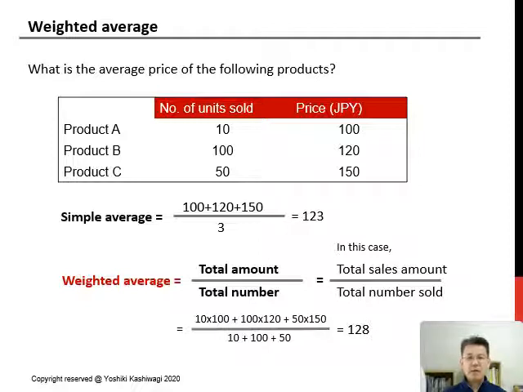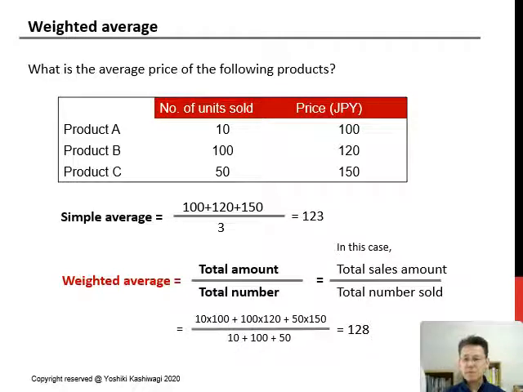If you are asked what your average price of your product is as a whole, not just one specific product, how can you answer the question? If you listen to the term average, you can come up with a simple average, which you can see in the middle of this slide. 100 plus 120 plus 150 divided by 3 because you have 3 types of products, which comes to 123. This is a simple average.